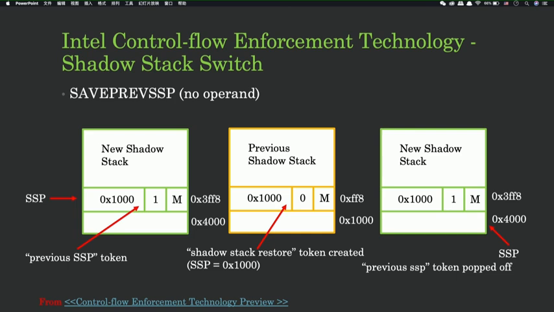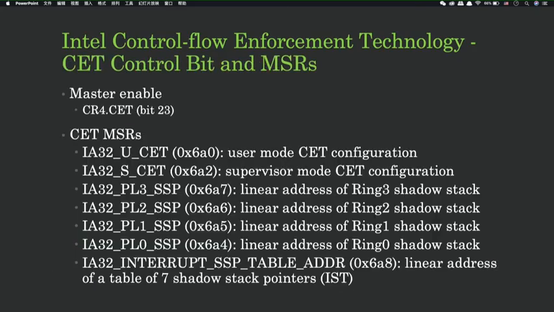So now we put the previous shadow stack token to it, and after that is done, we pop the SSP. Now SSP points to the top of the new shadow stack, so that can be used. Now this will be able to be used for the new shadow stack. So that is how the switch happens.